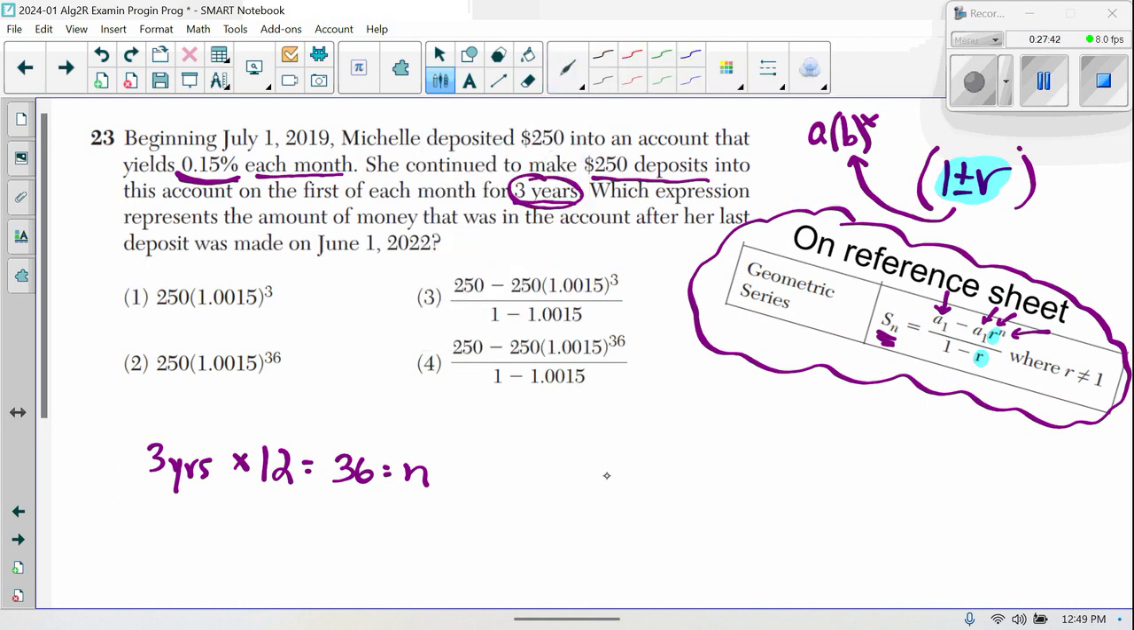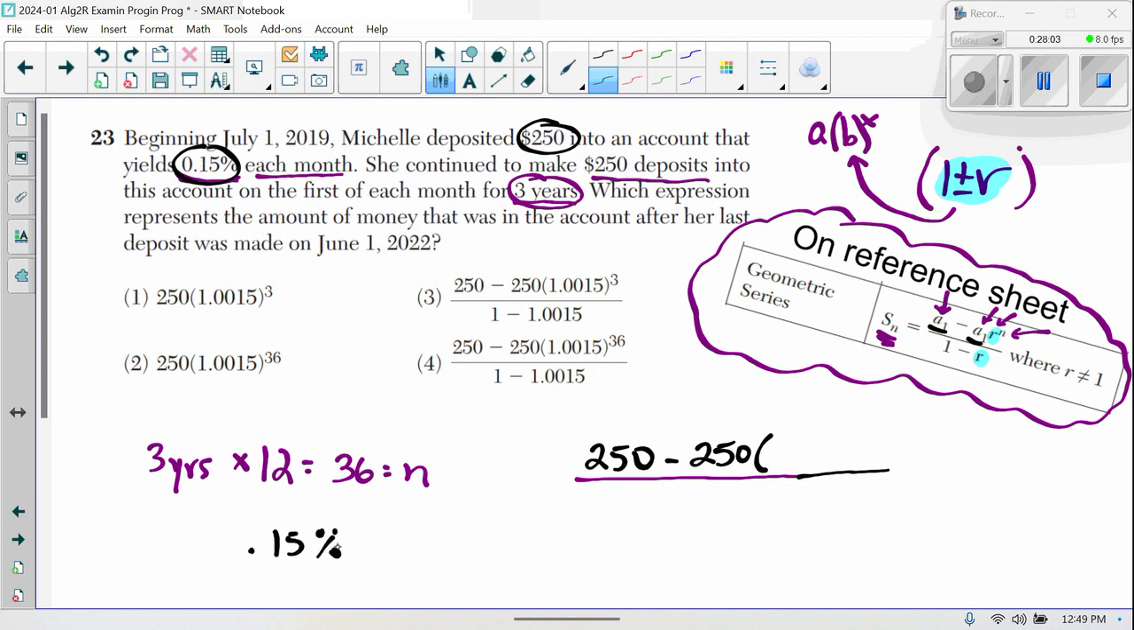So let's set up this equation. My first term, well, she starts by putting in 250. So that's A1 minus 250 again. Then I get 1. This is going up. It's going up 0.15%.